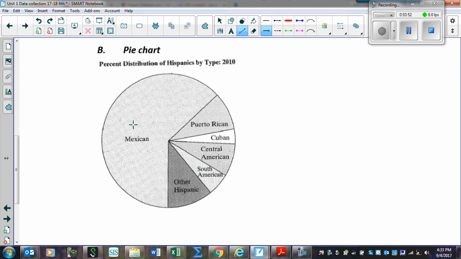Sometimes they'll put the number, or sometimes they'll put the percent in the graph and label it such, but not always. So that's it. Those are the two categorical displays of data.